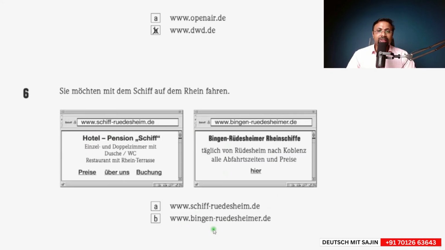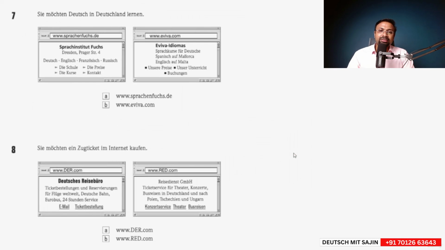So which of those two websites will help us to go by ship on the Rhine? Is it the first one here or the second? It is the second one here, www.bingensrudersheimer.de, because the first one is a hotel and here it is actually about the ship which can take us to Koblenz in this case.